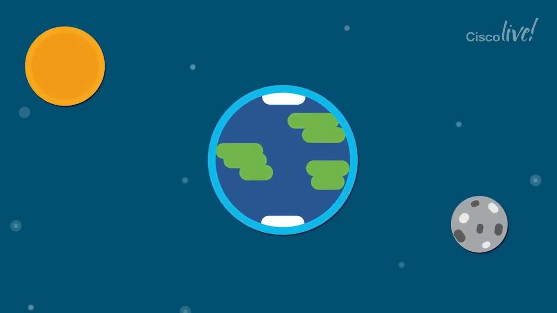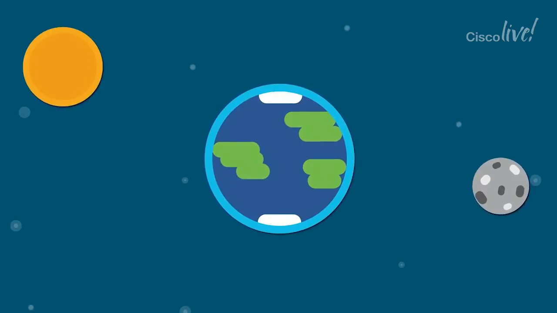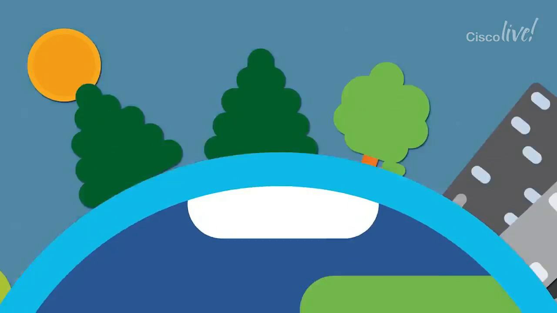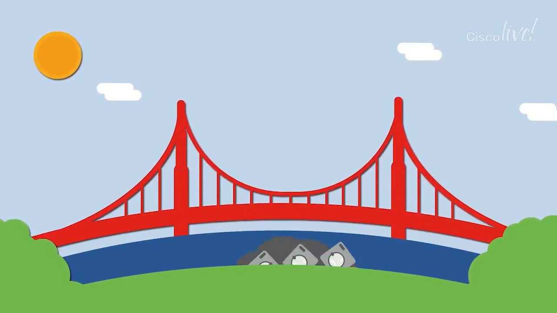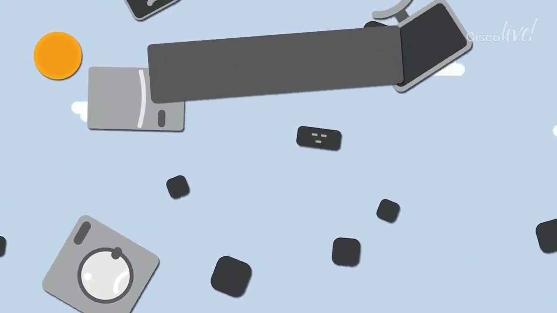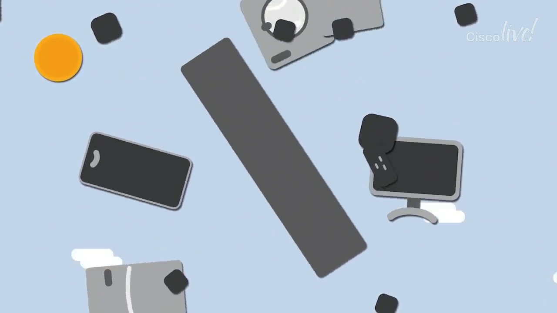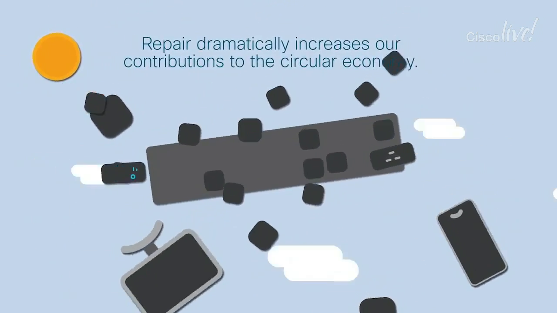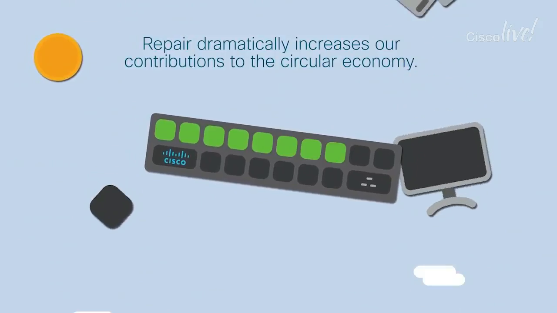Repairing products can make the world a better place. Every year, the world's population generates a massive 50 million tons of electronic waste. That's over 50 times the weight of the Golden Gate Bridge. How is Cisco helping reduce all this waste? We're making an enormous difference by repairing and reusing products and contributing to the circular economy.